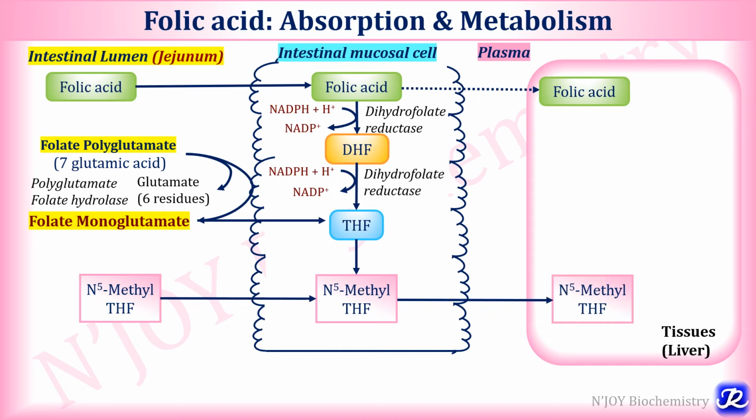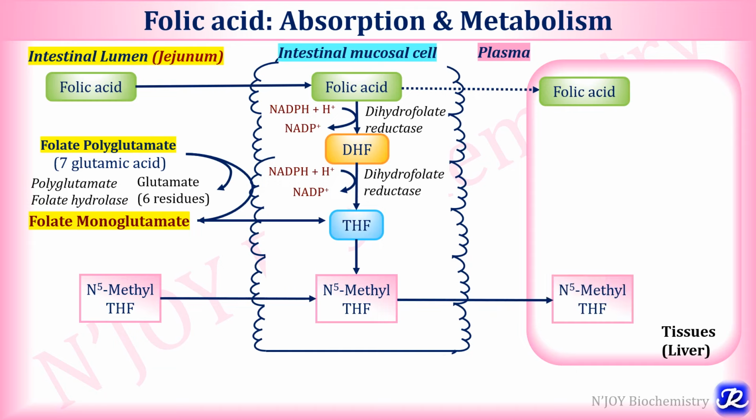So in the reduced pool, N5-methyl tetrahydrofolate is the reduced pool of tetrahydrofolate, and that is the major form of folate which is absorbed from the small intestine, that is most importantly the jejunum, and it is the major form which is circulating in the blood for transport to the various tissues.